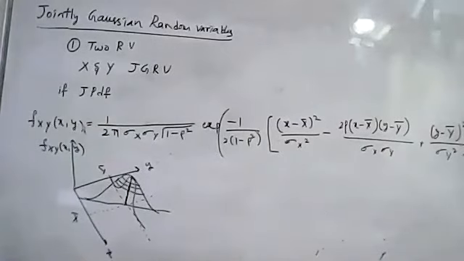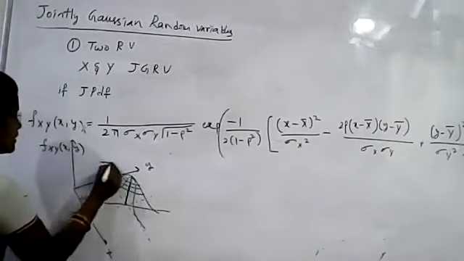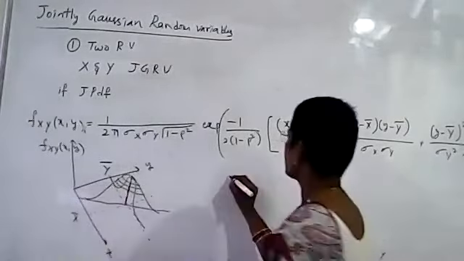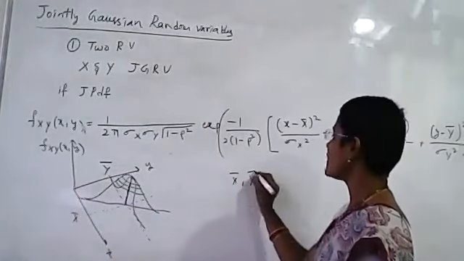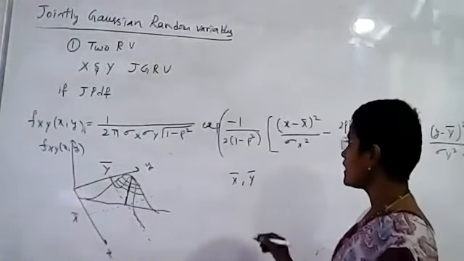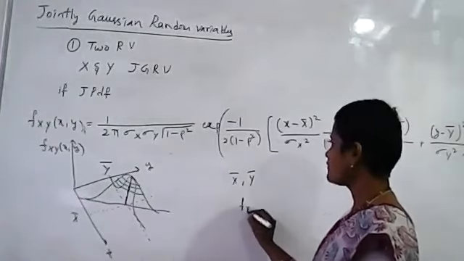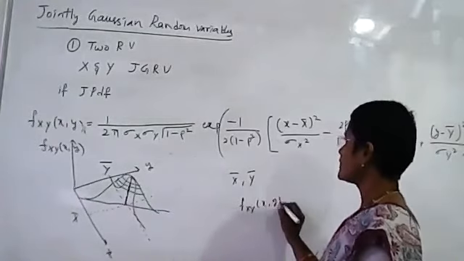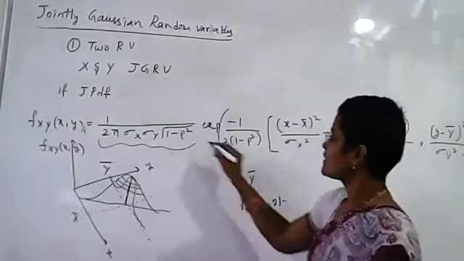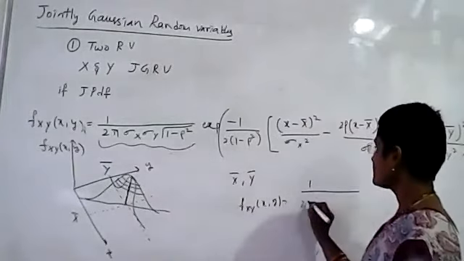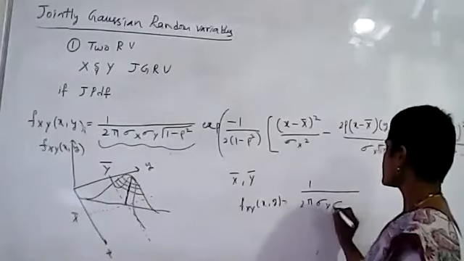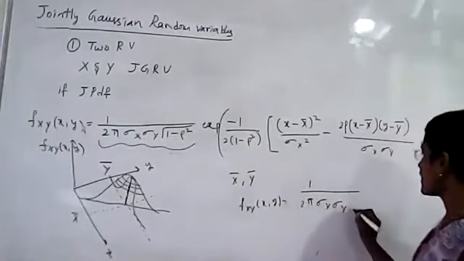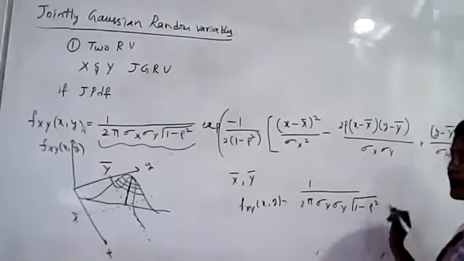Now from this we can say that the maximum value of the density function will be at x bar comma y bar. So we will have the maximum value at x bar comma y bar. And what is the maximum value? The maximum value is given by 1 by 2 pi sigma x sigma y square root of 1 minus rho square. It is the maximum value.